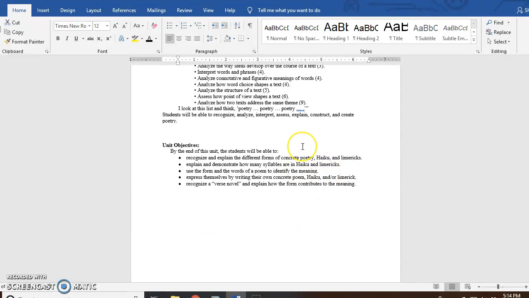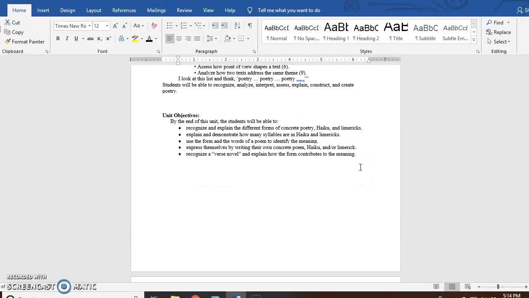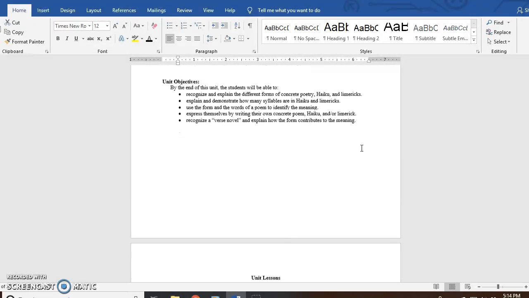By the end of the unit, the students will be able to recognize and explain the different forms of concrete poetry, haiku, and limericks, explain and demonstrate how many syllables are in haiku and limericks, use the form and the words of a poem to identify the meaning, express themselves by writing their own concrete poem, haiku, and/or limerick, recognize a verse novel, and explain how the form contributes to the meaning.